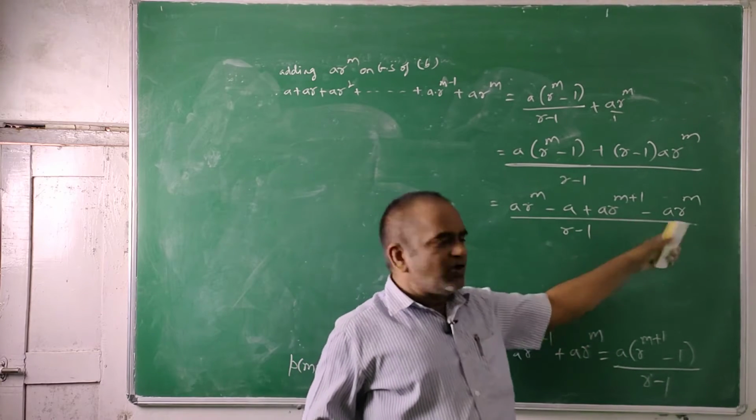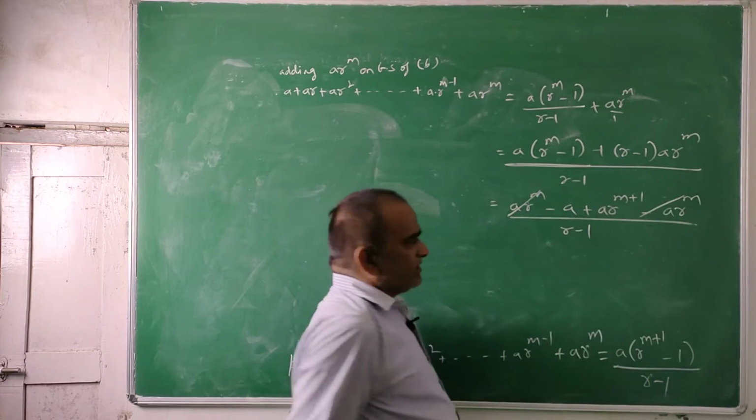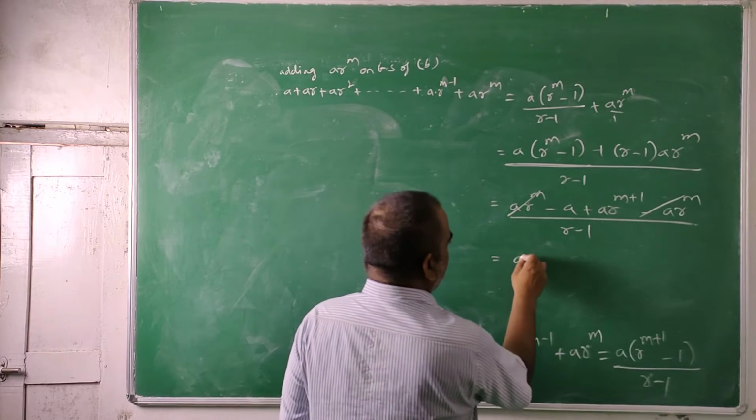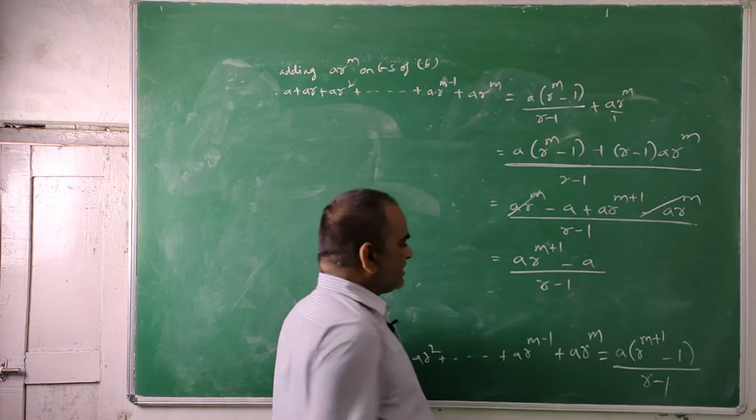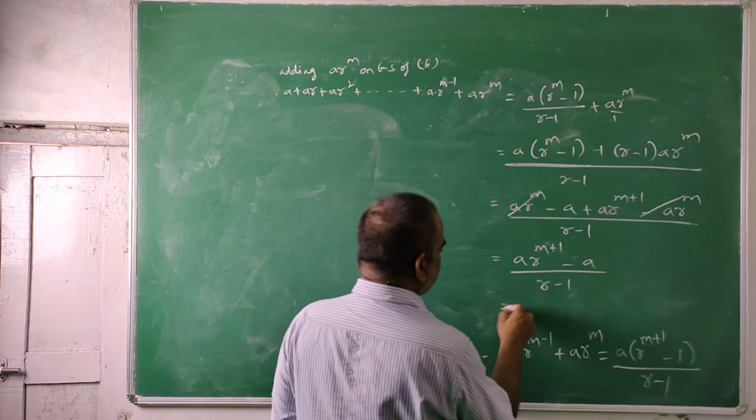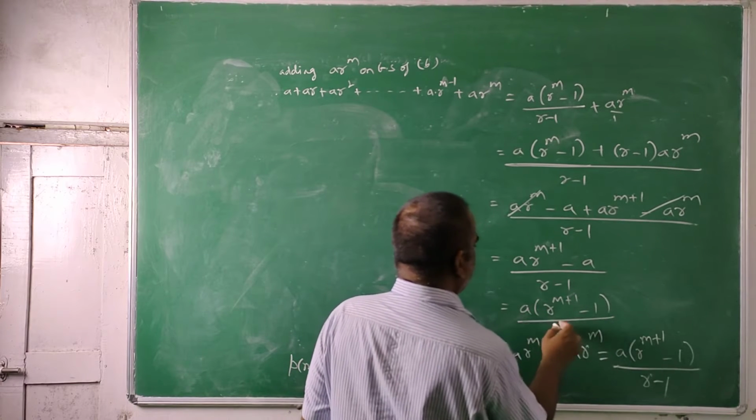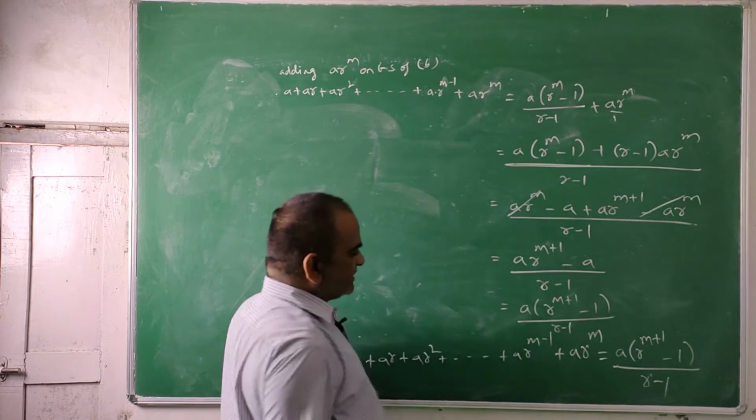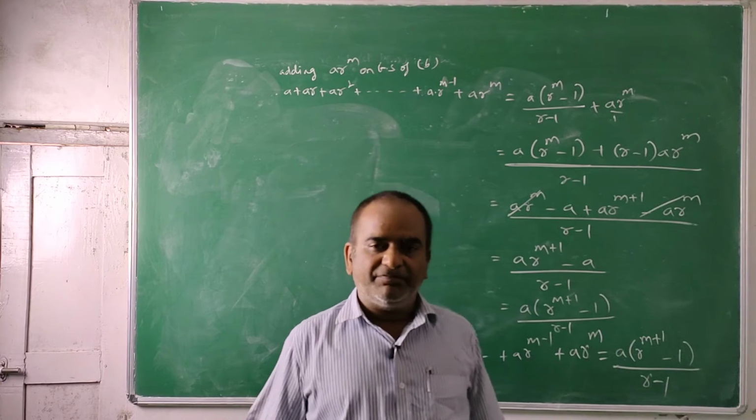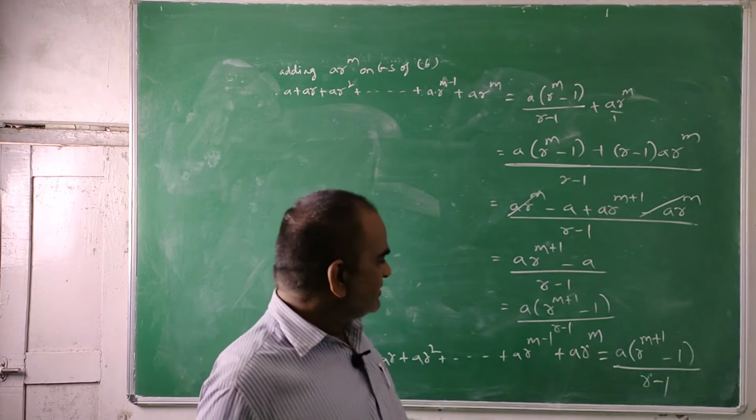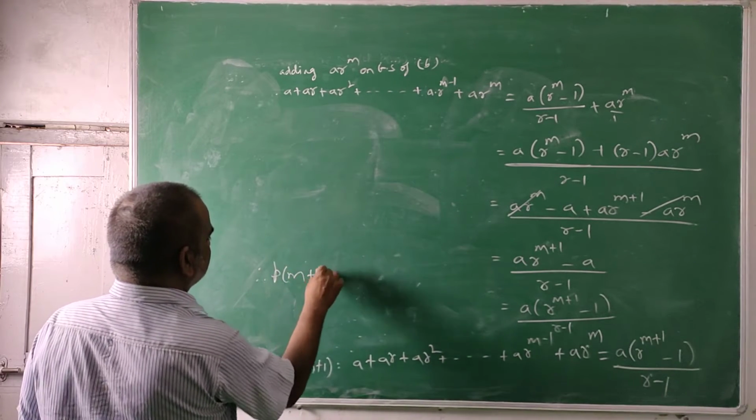Now this plus a r^m minus a r^m get cancelled. Then you are left with (a r^(m+1) - a)/(r - 1). Now if you take a common, then a(r^(m+1) - 1)/(r - 1). See, we have reached the same expression which we were supposed to reach. So we have finished the problem. Now further conclusions you have to give. See, this is C. Therefore, P(m+1) is true. So this is step C.